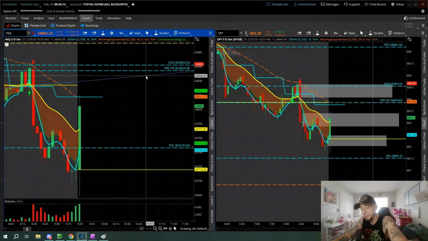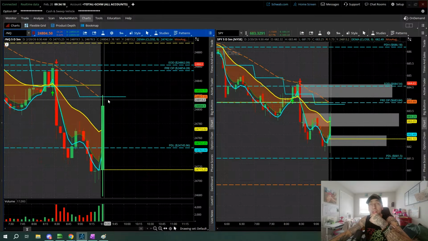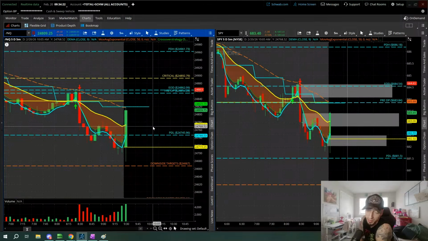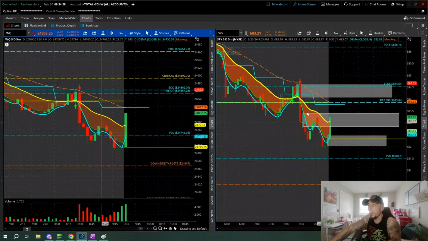Definitely, I'm not the trader that chases these. If it was on a lower time frame and it was one of those igniting bars that we talk about, then yeah, maybe. But this is a really strong push to the upside.